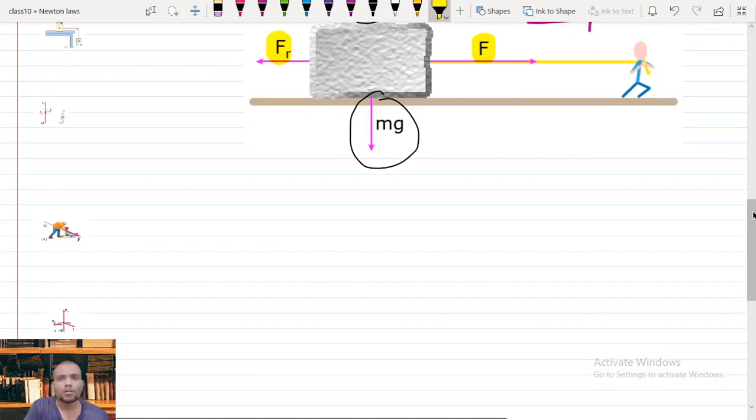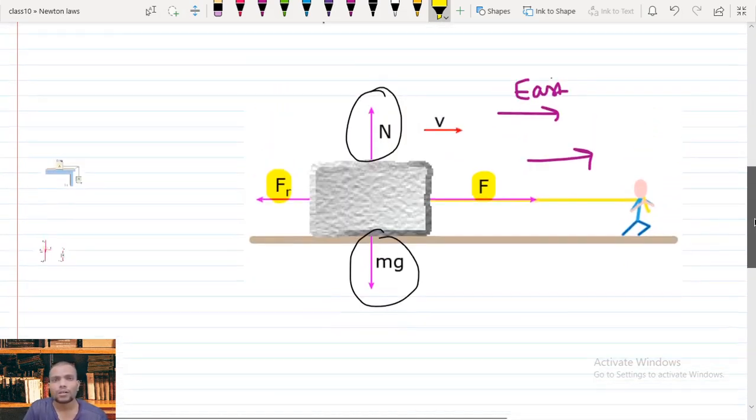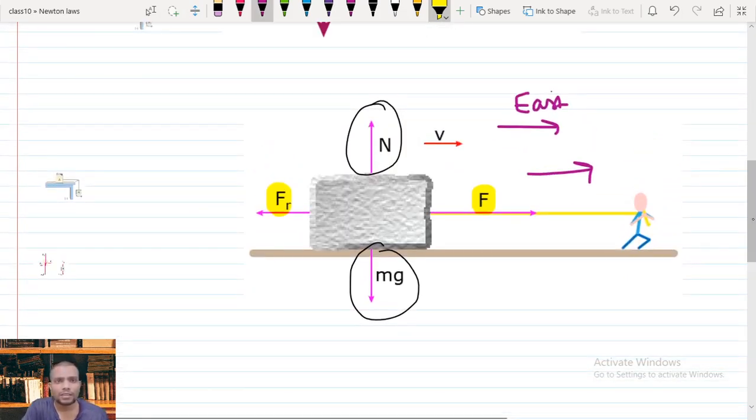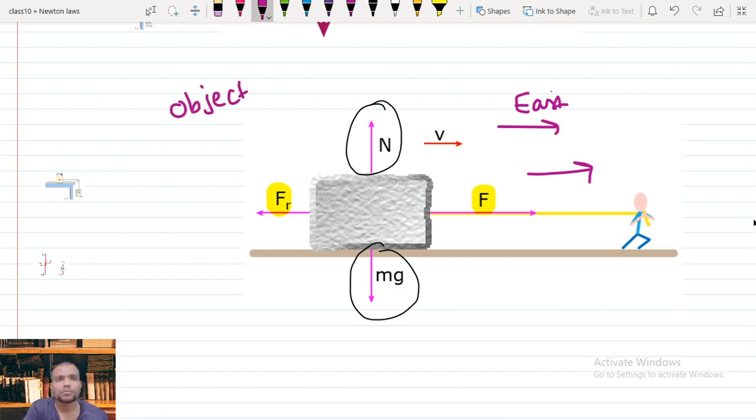So if I draw the free body diagram for this case, the object moving in the forward direction.